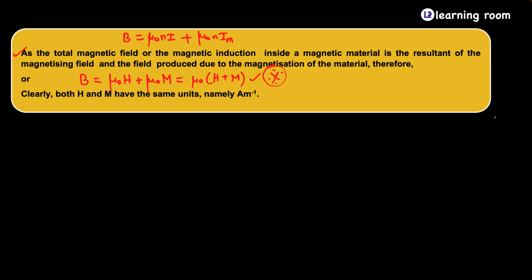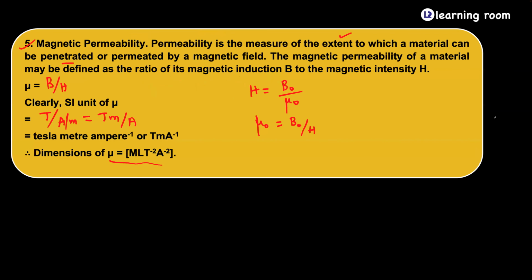You remember this expression, mu naught into H plus M? Then we saw the concept of magnetic permeability. So what is magnetic permeability? The extent to which the substance is able to get magnetized is what is called magnetic permeability. And how is it defined? It is defined as the ratio of B by H. What does B stand for? Magnetic induction. What does H stand for? Intensity of magnetizing field. So it is B divided by H.